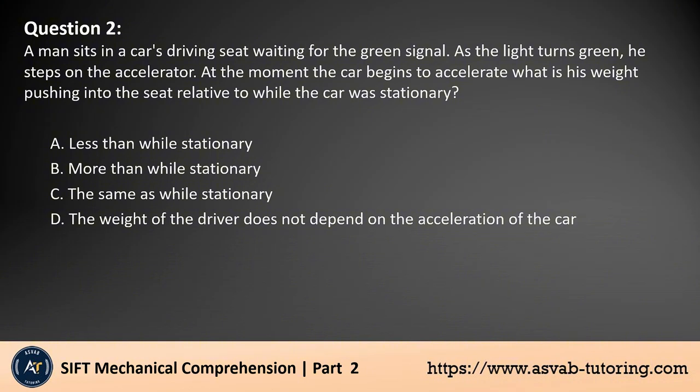Question 2. A man sits in a car's driving seat, waiting for the green signal. As the light turns green, he steps on the accelerator. At the moment the car begins to accelerate, what is his weight pushing into the seat relative to while the car was stationary? A. Less than while stationary. B. More than while stationary. C. The same as while stationary. D. The weight of the driver does not depend on the acceleration of the car.